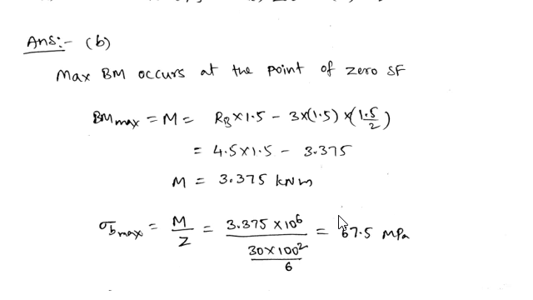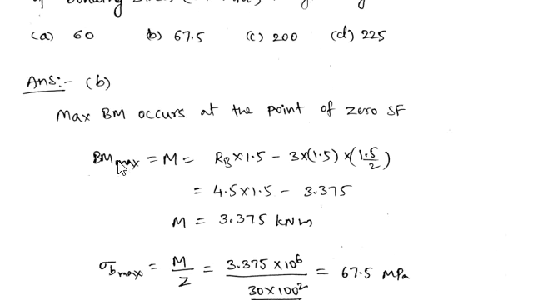So you can write the maximum bending moment equation as RB into 1.5 minus 3 into 1.5. Up to here it is the UDL value, and you have to keep it at 1.5 by 2.